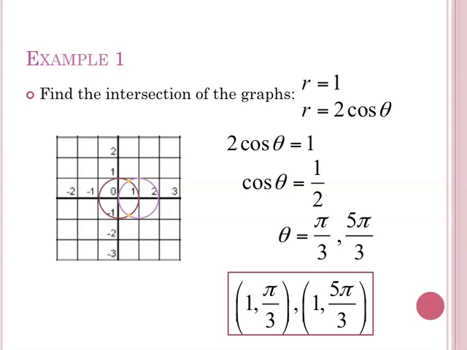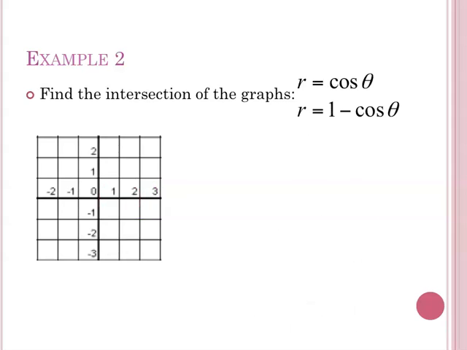All right, let's take a look at example 2. Find the intersection of the graphs r equals cosine theta and r equals 1 minus cosine theta.